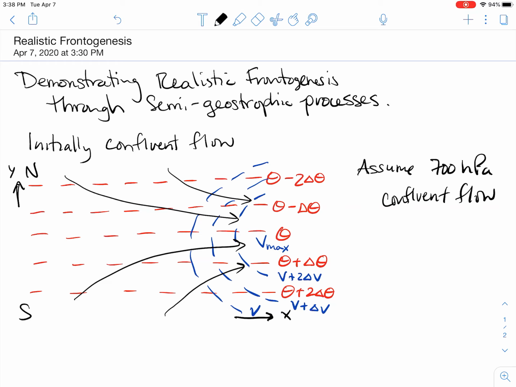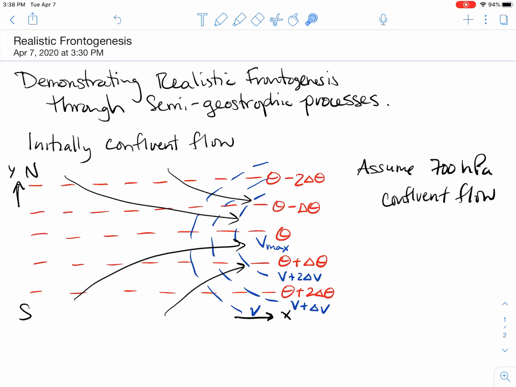In this video, we're going to talk about demonstrating realistic frontogenesis using semi-geostrophic processes to do so. What I've already illustrated for you here is what we're going to begin with. We are essentially looking at a 700 millibar confluent flow pattern. Here we have streamlines that are indicating the confluent flow.